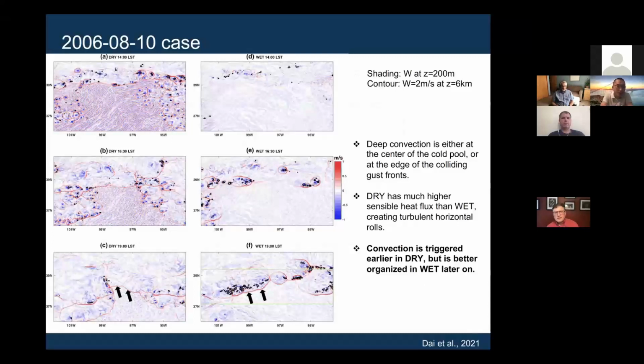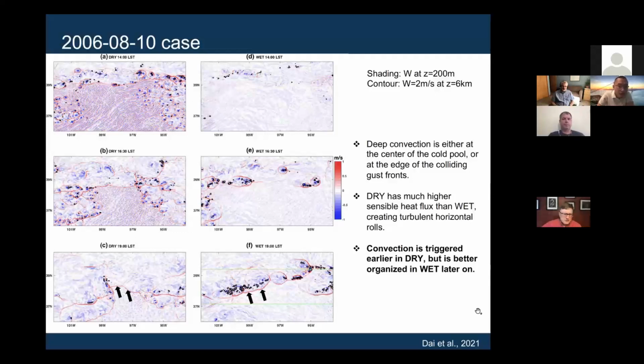We will use this 2006 August 10 case to show that. The left panel shows the dry experiment and the right panel shows the wet experiment. In the top left, we can see many small scale cold pools in this blue shading, which shows the vertical velocity at low levels. And the deep convection, which is the black contours, is either at the center of the cold pool or at the edge of the cold pool gust fronts.